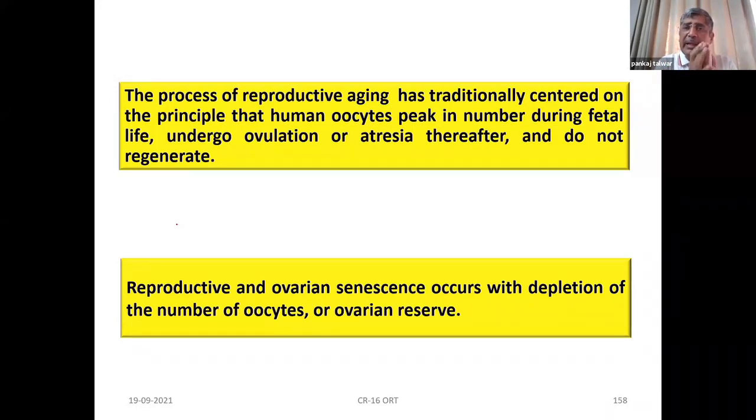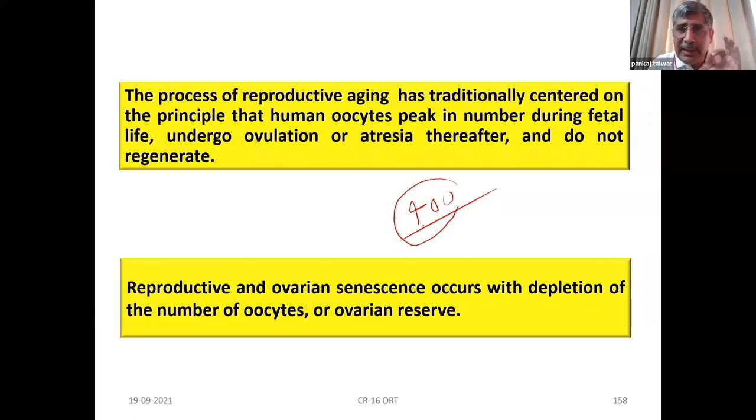We have to know that the number of eggs peaks in utero. They start stabilizing at birth, and finally they start undergoing atresia. Only 400 of them are properly used. All the rest undergo atresia. Why they undergo atresia, why it happens, is beyond my comprehension at this point of time. But we know that reproductive and ovarian senescence occurs with depletion of the number of oocytes, or ovarian reserve.